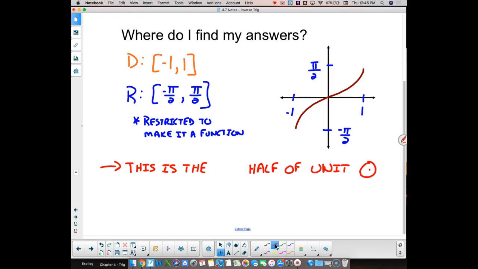Where is the range, or where are the angles on the unit circle from negative pi over 2 to positive pi over 2? Which half of the circle? Left half? Right half? Top half? Bottom half? We're on the right half of the unit circle. From negative pi over 2 to positive pi over 2, we're on the right half of the unit circle.